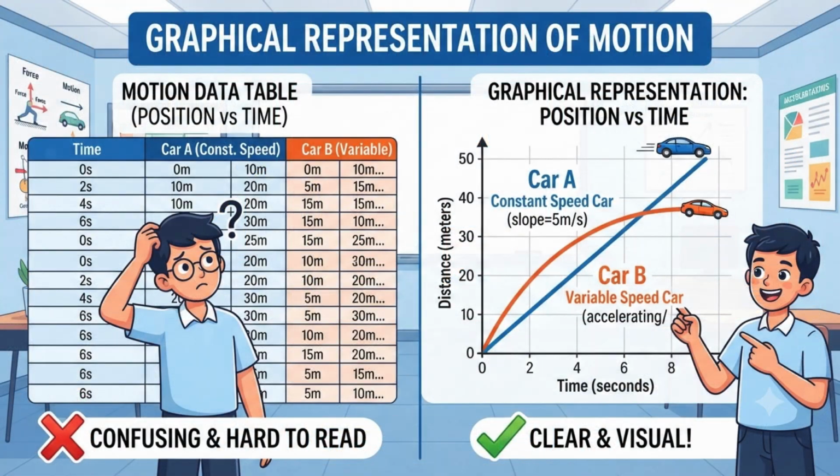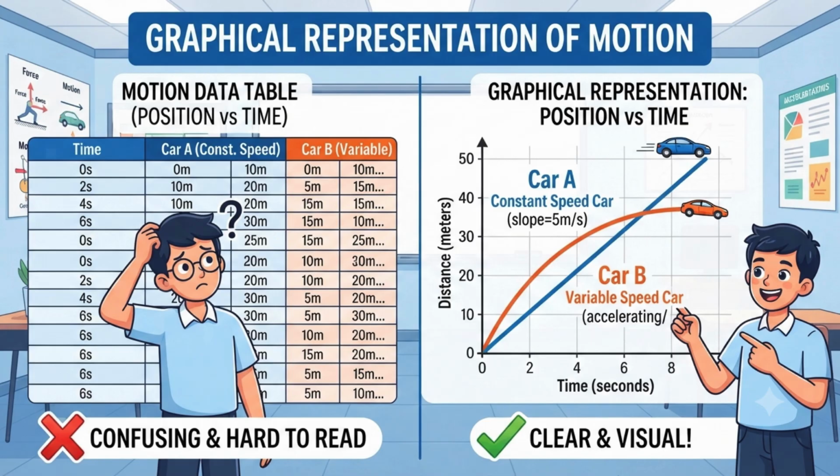Suppose two cars are moving on a road. One is moving at a constant speed, while the other keeps speeding up and slowing down. Now imagine trying to compare their motion just by looking at a table full of numbers. Sounds difficult, right? That's exactly why we use graphs. Graphs are one of the simplest and most effective ways to represent motion.